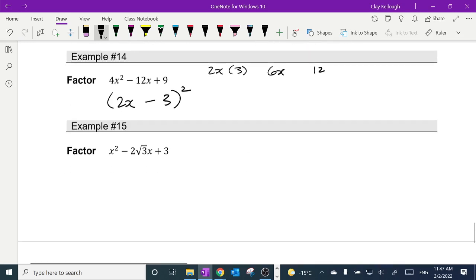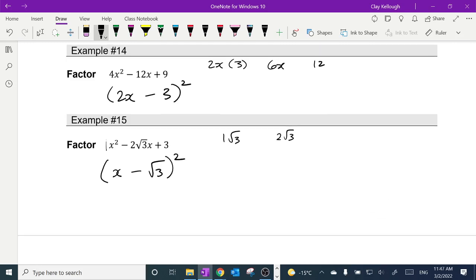And this one, think about this. The square root of 1 is 1. The square root of 3 is root 3. And if I double that, I get 2 root 3. And that's what I have in the middle here. So this is x minus root 3 all squared.